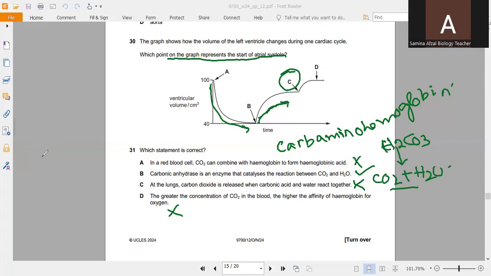So carbon dioxide will bind with hemoglobin to form carbaminohemoglobin. In this way, carbon dioxide from the blood will be removed. So in this case, only B is the correct option. So the answer of 31 is B.